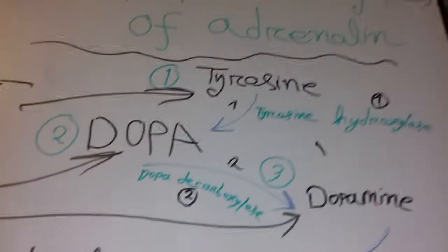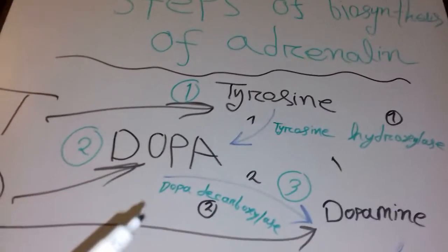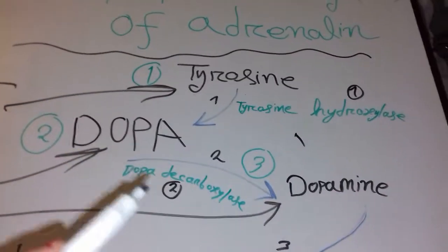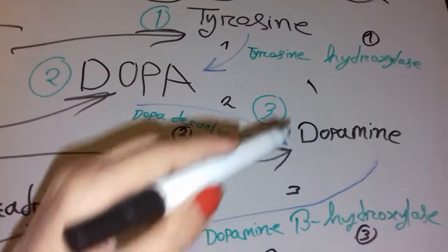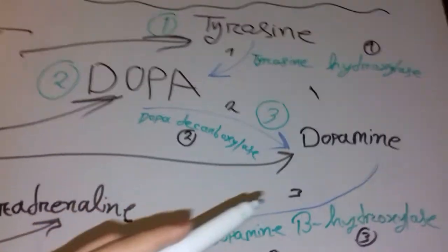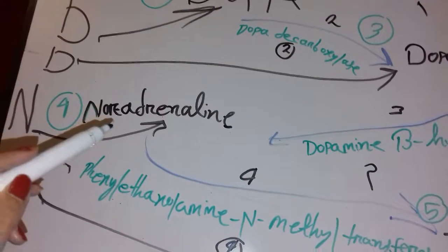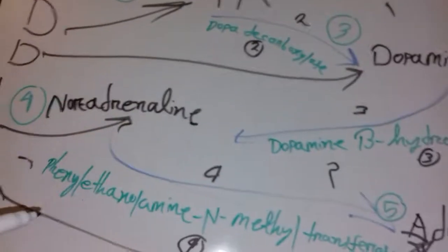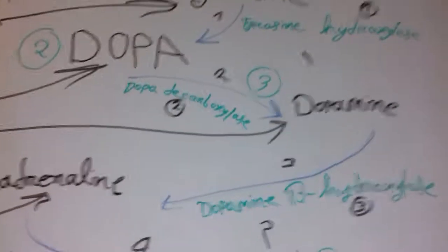So I again tell this. Steps of biosynthesis of adrenaline. Tyrosine becomes dopa by the action of tyrosine hydroxylase, and dopa becomes dopamine by the action of dopa-decarboxylase, and dopamine becomes noradrenaline by the action of dopamine beta-hydroxylase, and noradrenaline becomes adrenaline by the action of phenylethanolamine N-methyl transferase. I hope you got it.